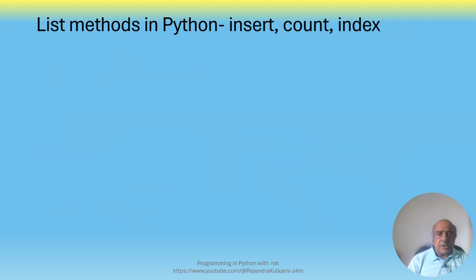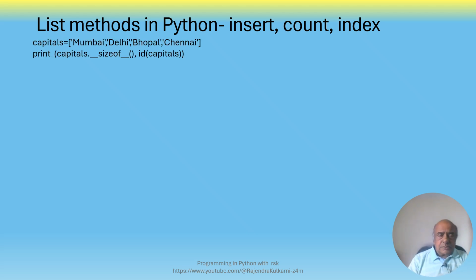Then there are the methods insert, count and index. There is a list capitals, and then we have used the size of method and the ID. So when capitals is equal to Mumbai, Delhi, Bhopal, Chennai, the size of the list capitals is 72 bytes and its ID is 7984, the last 4 digits being 7984.